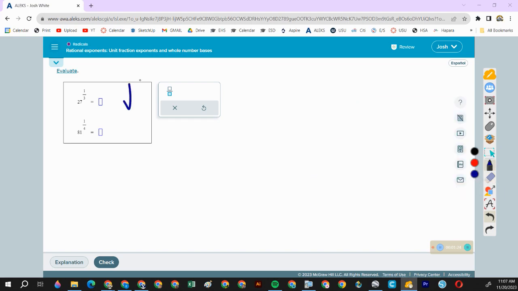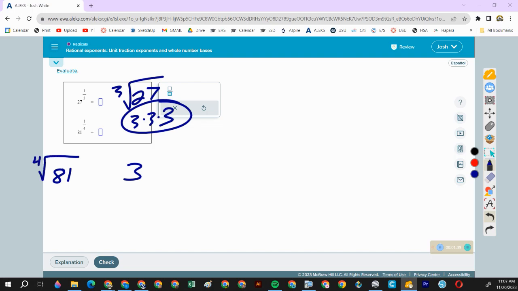So here, this is the third root of 27. 27 is made up of a triplet of 3's, so we bring that out. Nothing's left on the inside, so the answer is 3. The next one is the fourth root of 81, and 81 is just 4 3's multiplied together, so the answer is 3.